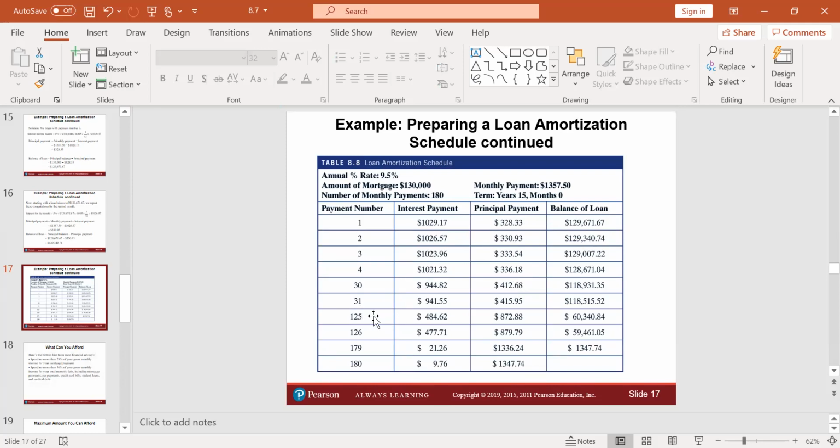After 30 payments, look, your interest has gone way down, so you're paying much more principal. After 125 payments, you only owe $60,000 on the loan. Most of your payment is going towards principal. And in the very last payment, the 180th payment, only a little under $10 is going towards interest. Almost all of your payment is going to pay off the loan. It's going towards principal. And then after that, you'll owe nothing. You'll own the house outright.